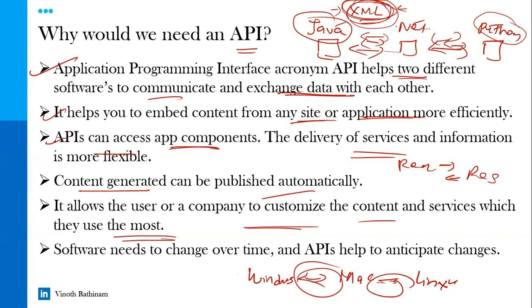So that configuration is very easy. This gives customizable content to provide the service according to the needs. And software needs to change over time. API can help to anticipate change.